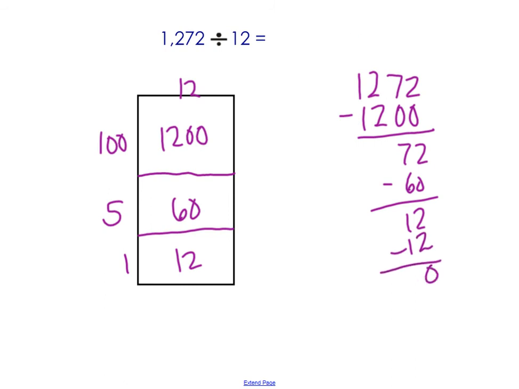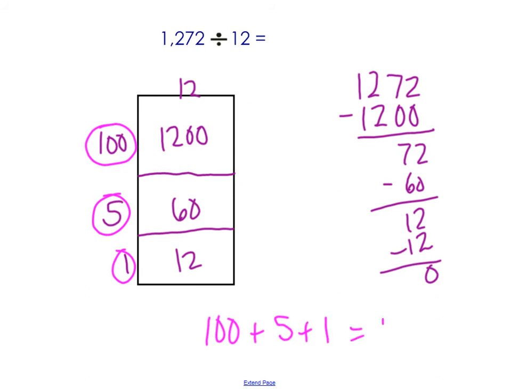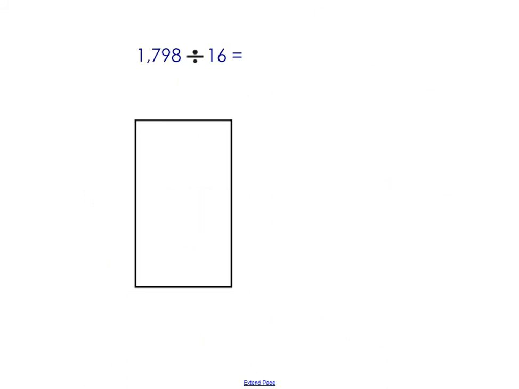So what I have here is 100, 5, and 1. So 100 plus 5 plus 1 is 106. So 1272 divided by 12 is 106. Next, I'm going to do this last one, 1798 divided by 16. 16 is our divisor we'll be using.